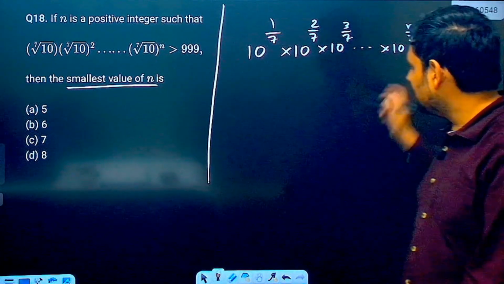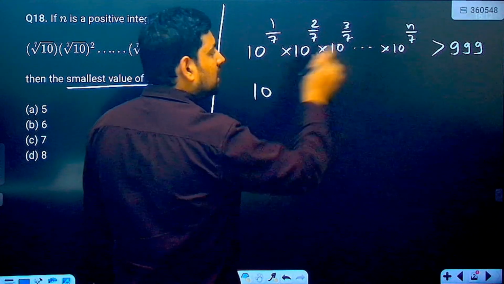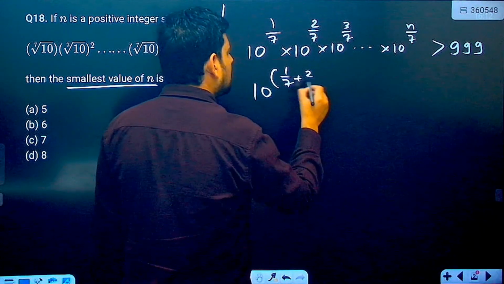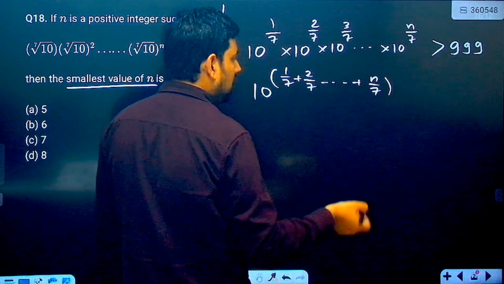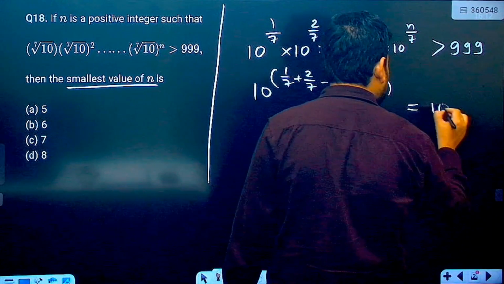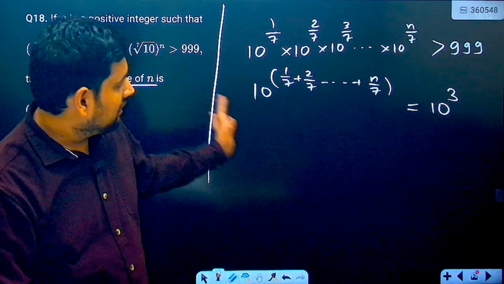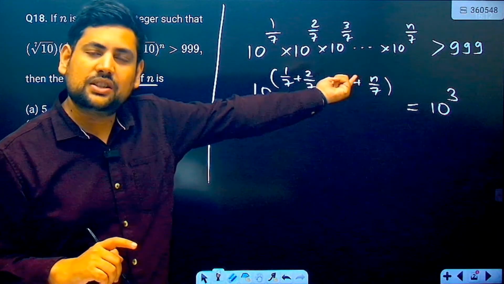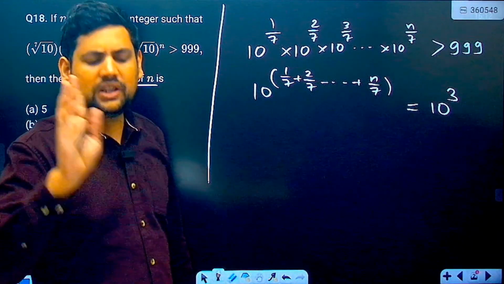So essentially the sum of all these, why do I have to sum? Because this is multiplication of powers, so all of these will be added. So 1 by 7 plus 2 by 7 up to n by 7. Now this has to be equal to 10 power 3. Can you feel this? Correct. 1000 is the closest power of 10 to 999. That will give me the smallest value of n.